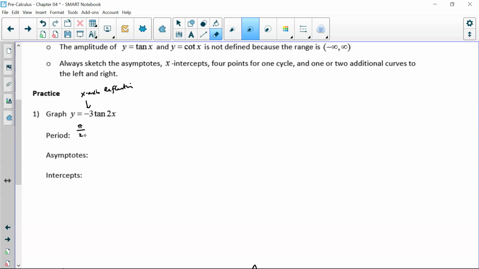So now to find the asymptotes, set 2x equal to, now this time for tangent, negative pi over 2, and 2x equals positive pi over 2. To get rid of the 2 in front, we multiply both sides by 1/2. So we get x equals negative pi over 4, and x equals positive pi over 4. Those are our asymptotes.